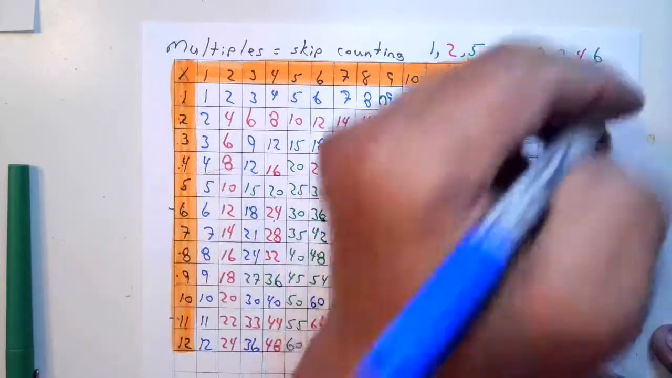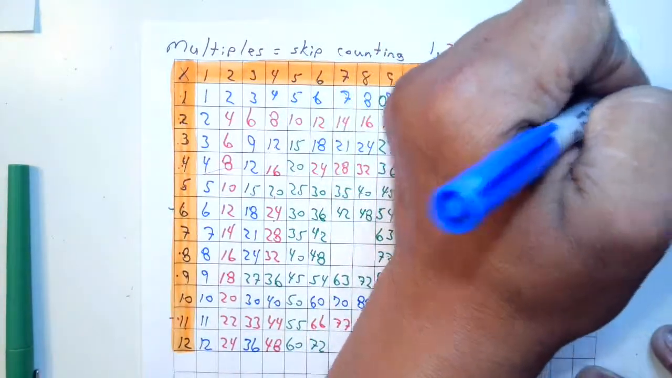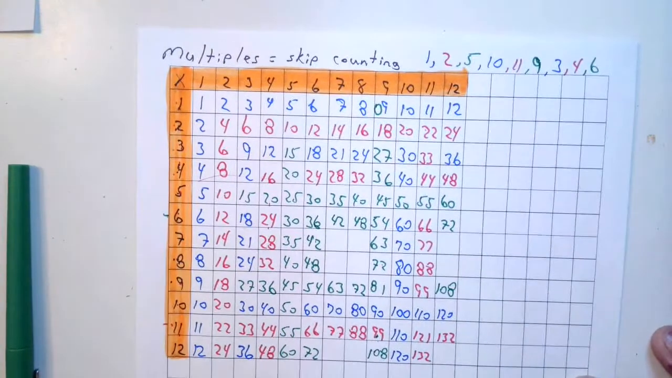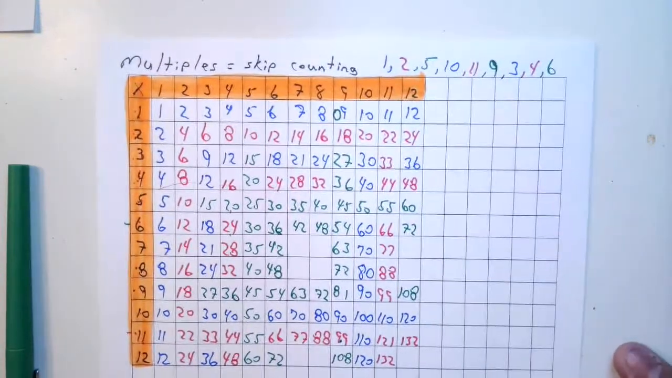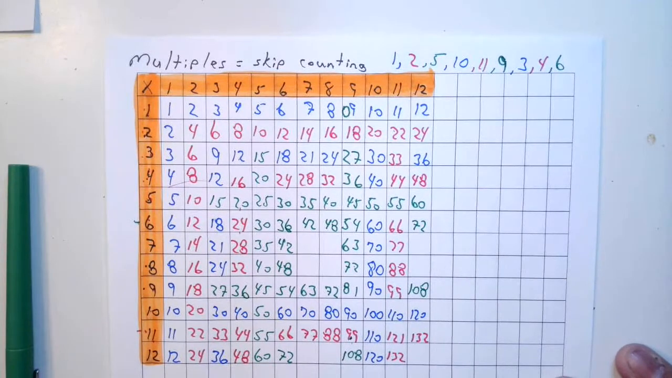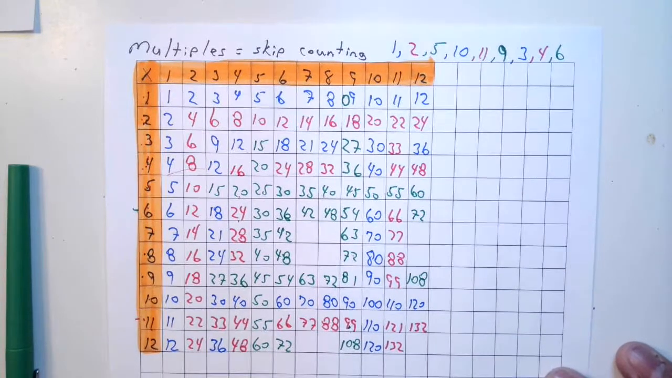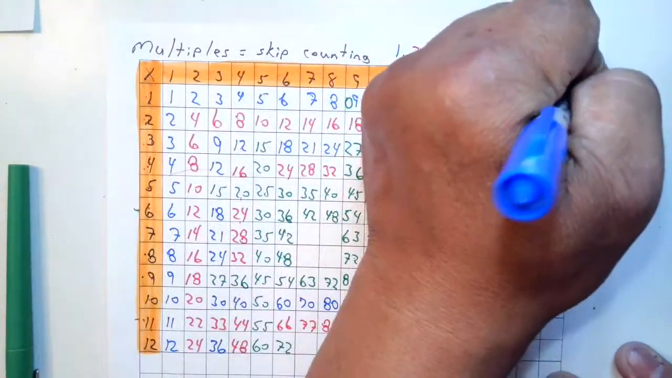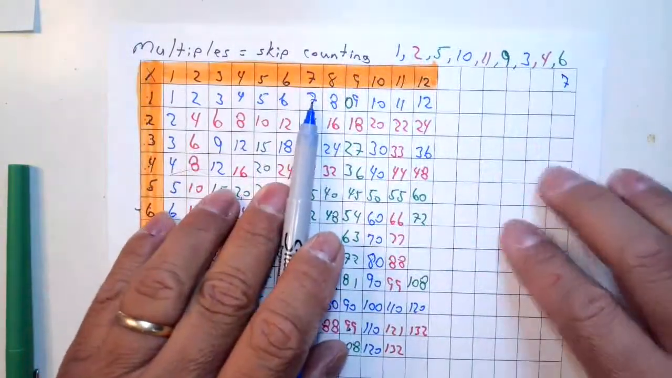So the next one we're going to be filling out is going to be the 7s. So let me see if you can see this. Hopefully you can. Okay. The next one we're going to be filling out is going to be the 7s. So see how many 7s we already have?